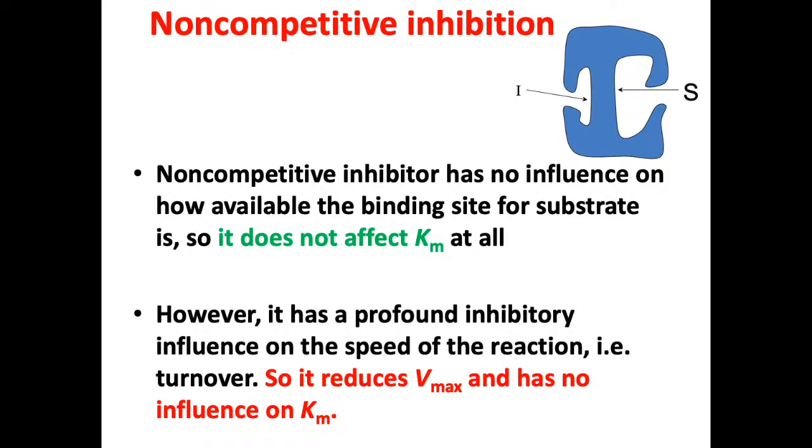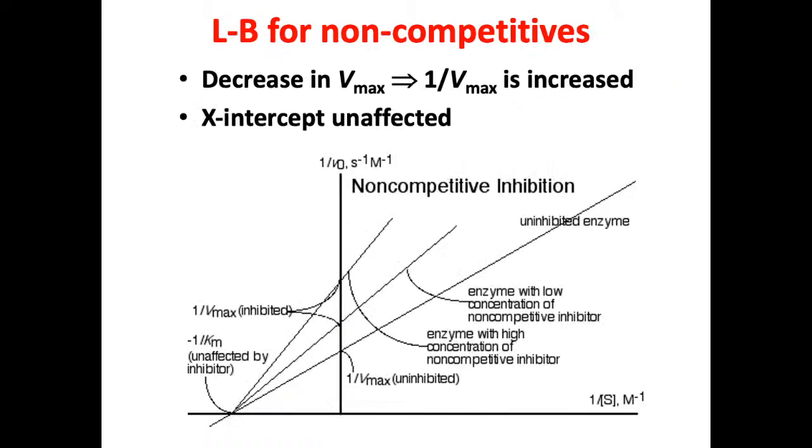And then comes non-competitive inhibition, in which the inhibitor does not attach to the substrate active site but to another one. So a non-competitive inhibitor has no influence on how available the binding site is for the substrate, so it does not affect the Km at all. However, it has a profound inhibitory influence on the speed of reaction, that is its turnover number. So it reduces Vmax and has no influence on Km.